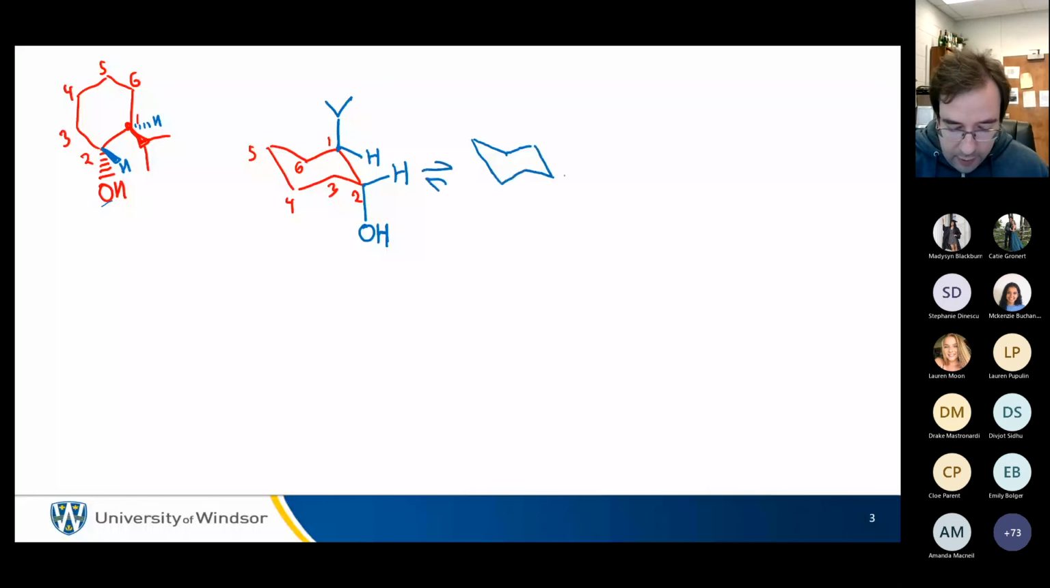all I'm going to do is slide every atom over one. See, that's me drawing a bond which wasn't really axial or equatorial. And in this case, on carbon 1, the isopropyl group is above the hydrogen. And on carbon 2, the hydrogen is above the hydroxyl group.